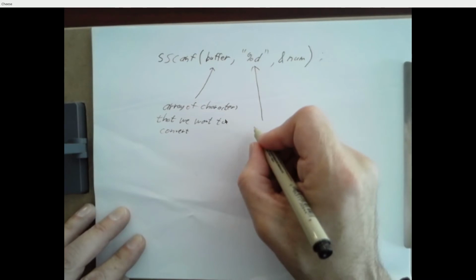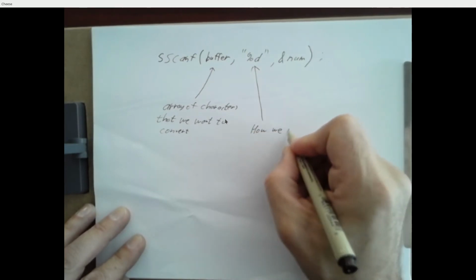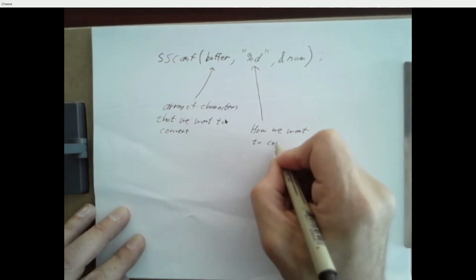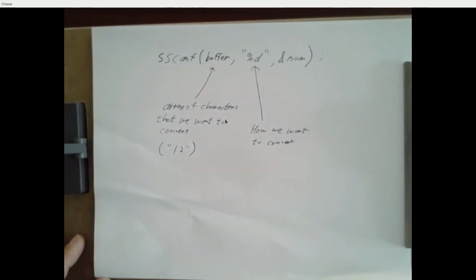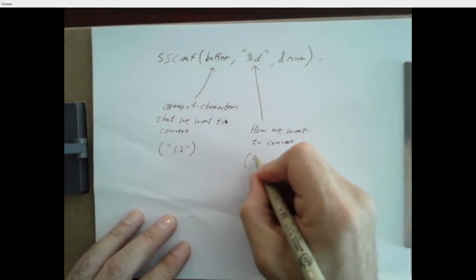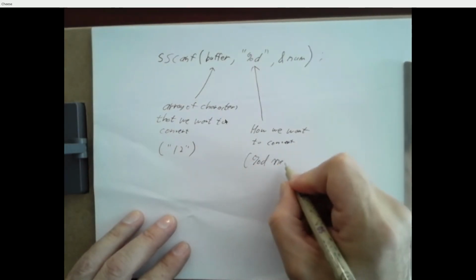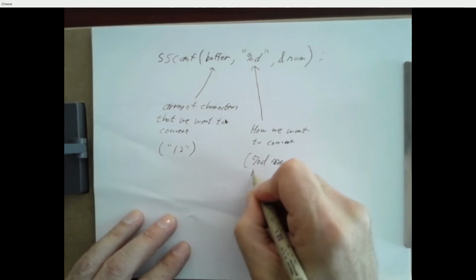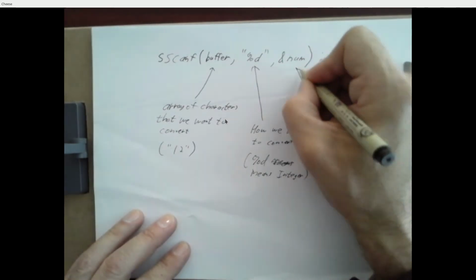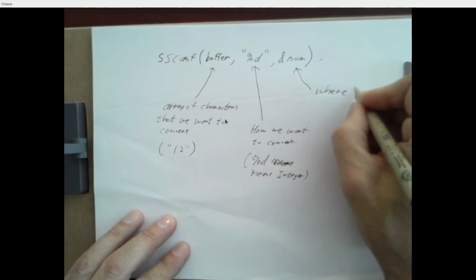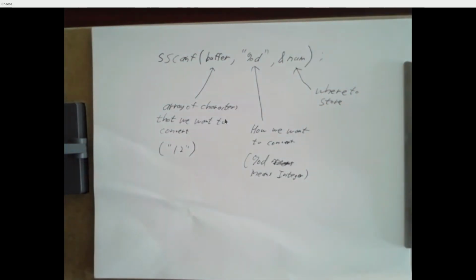%d is how we want to convert. So our array of characters might be like a 1 followed by a 2 followed by a null terminator. %d means we want to do an integer. And this last argument is where to store the result. So a lot like scanf, except we've got this extra thing in the front, because we're converting from a string, not from standard in.